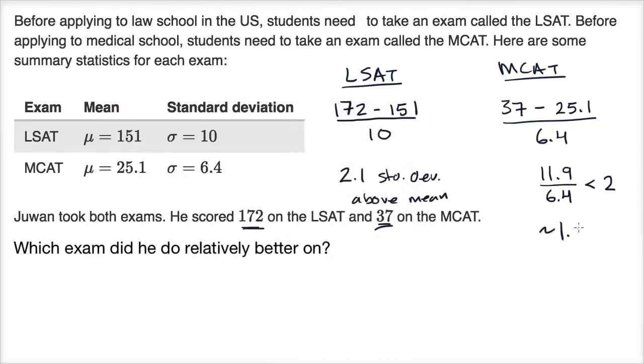So approximately 1.86. So relatively speaking, he did slightly better on the LSAT. He did more standard deviations, although this is close. I would say they're comparable. He did roughly 2 standard deviations if we round to the nearest standard deviation, but if you wanted to get precise, he did a little bit better, relatively speaking, on the LSAT. He did 2.1 standard deviations here, while over here he did 1.86 or 1.9 standard deviations. But in everyday language, you would probably say, well, this is comparable.